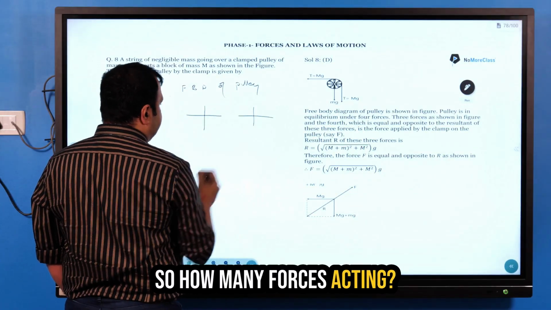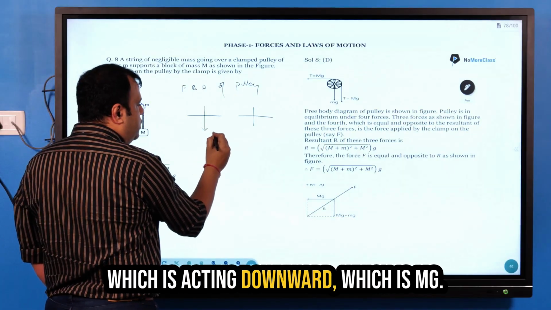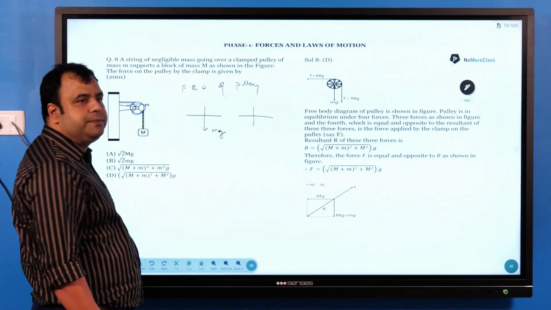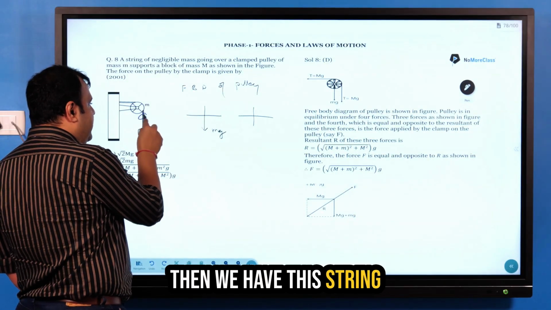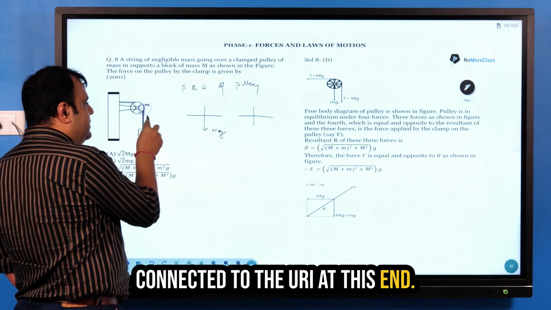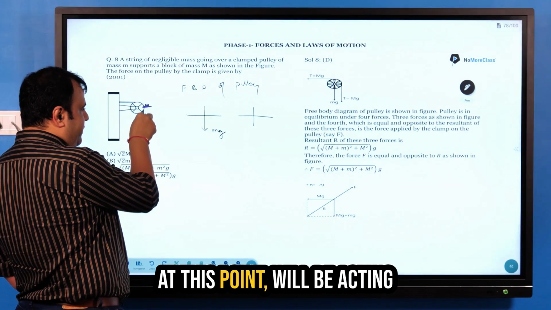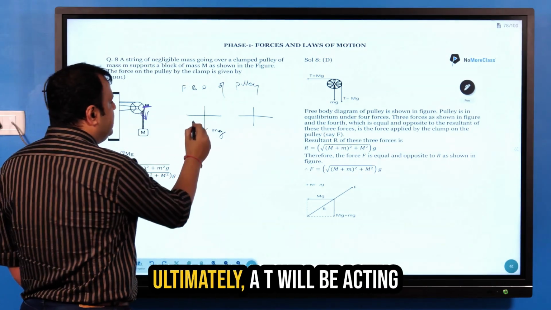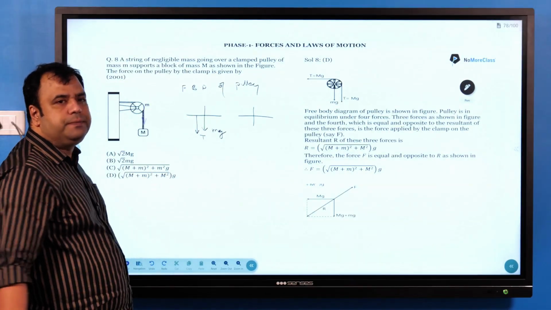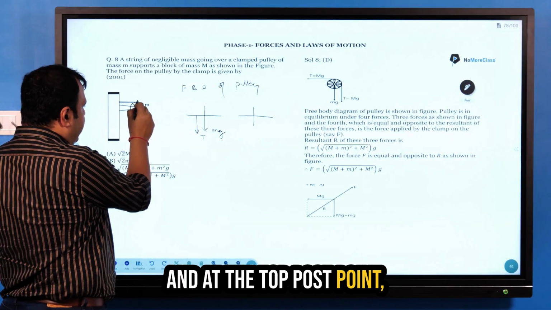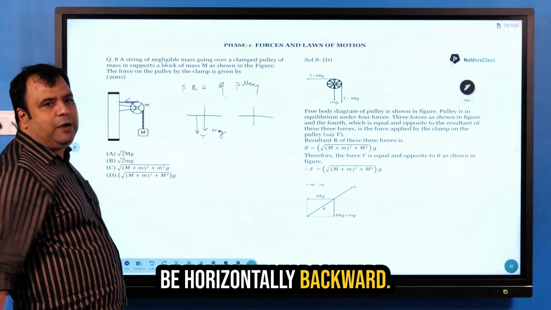So how many forces are acting? First of all, it is the mass of the pulley, which is acting downward, which is mg. Then we have this string connected to the pulley at this side. So the string will have a tension. The string tension will be acting at this point, downward, away from the point ultimately. The T will be acting in the downward direction at this point. And at the topmost point, again, the string is connected. So here the tension will be horizontally backward.